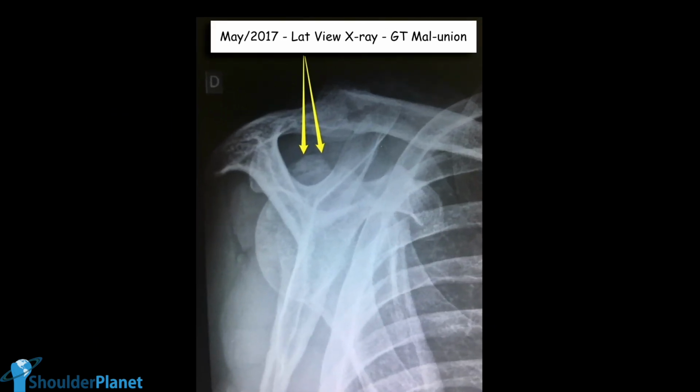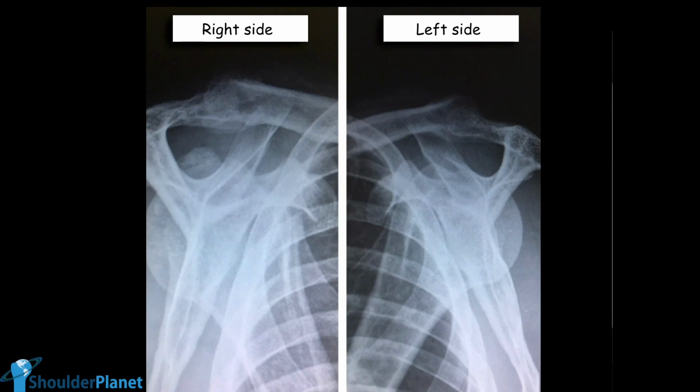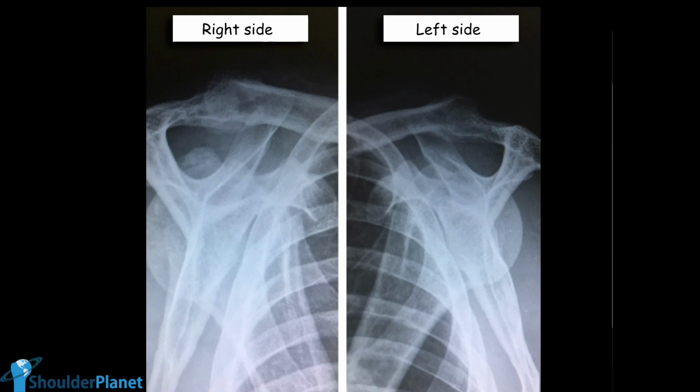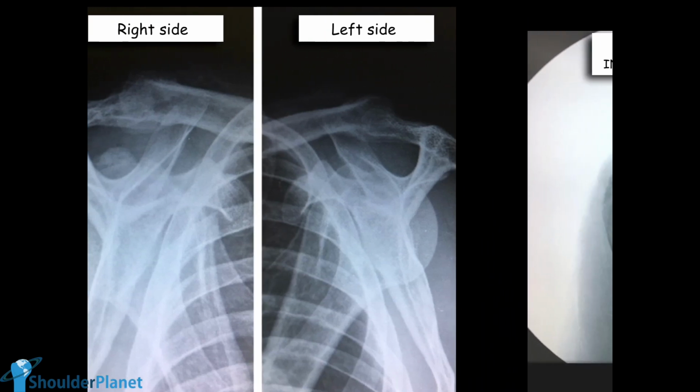And this is the lateral view in which we can see in a perfectly lateral view the greater tuberosity malunion, and we see here both sides. It was very clear to me what was happening concerning the clinical scenario, the physical examination, the X-ray, so I didn't find it necessary to ask for a CT.